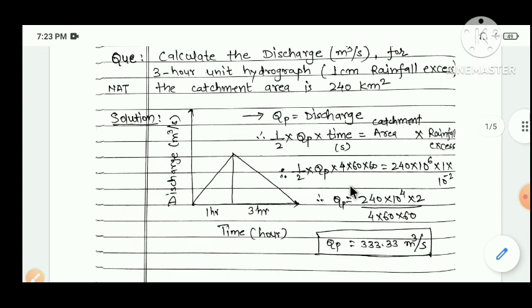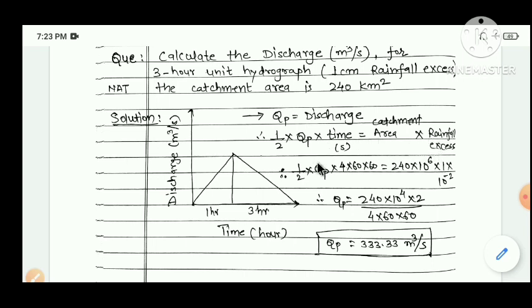So I have calculated by taking the value 240 kilometer square as the catchment area. Here you have to draw the graph of discharge versus time, and initially it will be a 1 hour unit hydrograph, and later on it will be 3 hours. So the total will be 4 hours. Discharge I have denoted by QP, and by the triangle area formula, half into discharge into time, with time in seconds, is equal to area into rainfall excess.